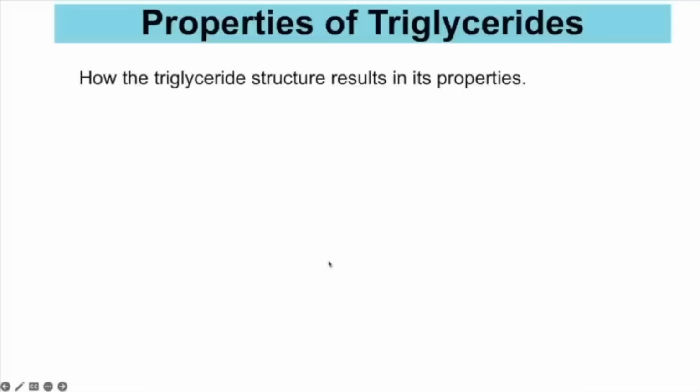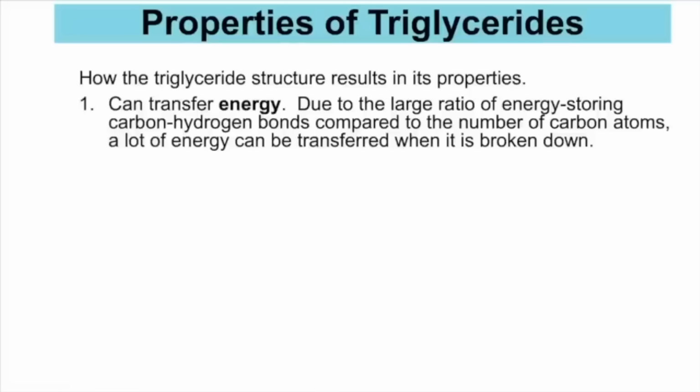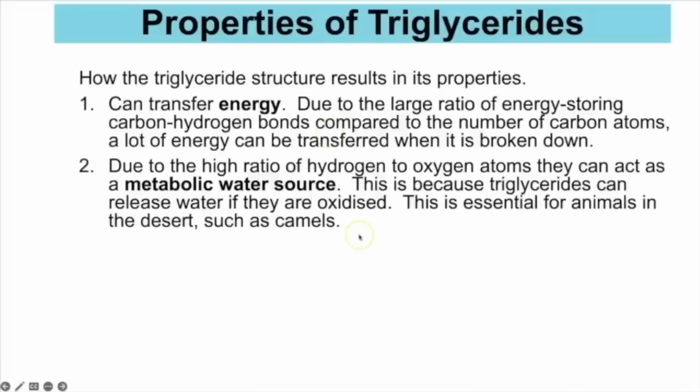The properties of triglycerides do link to the structure. So first of all, the function is that they can transfer energy. And this is due to the large ratio of energy storing carbon to hydrogen bonds compared to the number of carbon atoms. So a lot of energy can be transferred if that was to be broken down. Due to that high ratio of hydrogen to oxygen atoms, they can also act as a metabolic water source. And this is because triglycerides can release water if they are oxidized, and this is essential in animals such as camels that live in the desert where there's very little water.